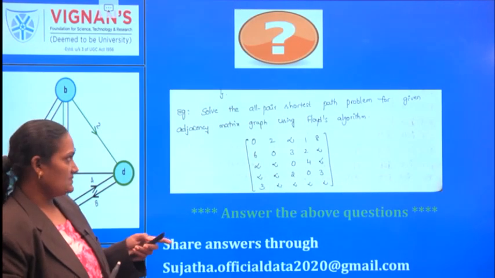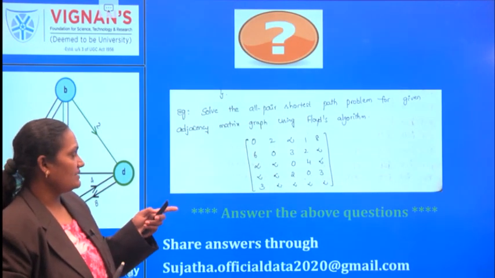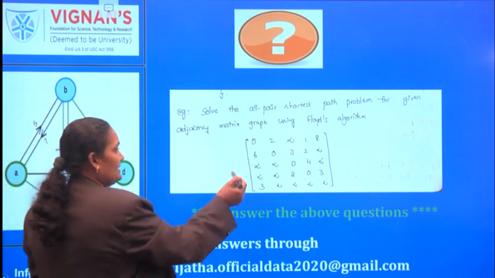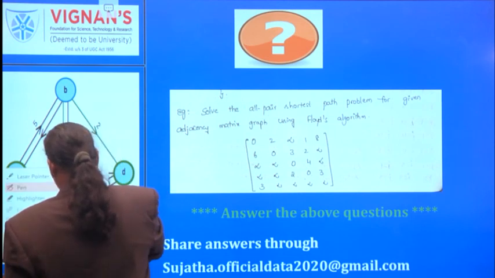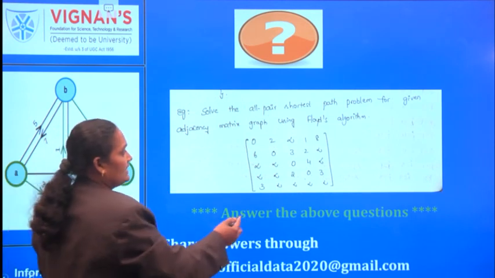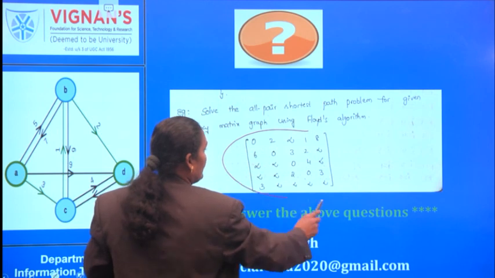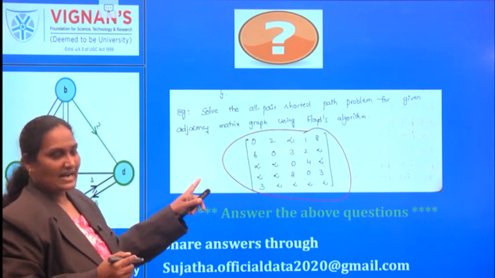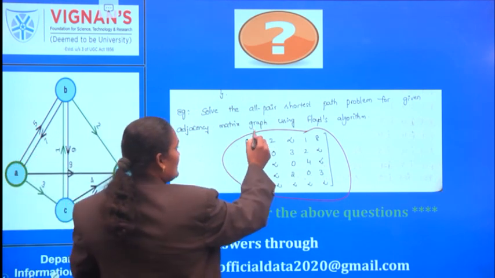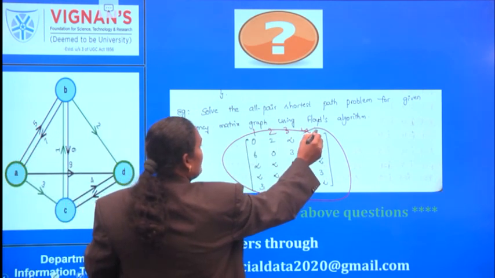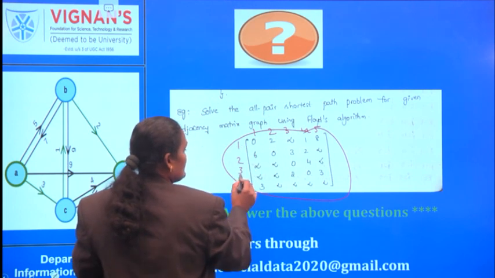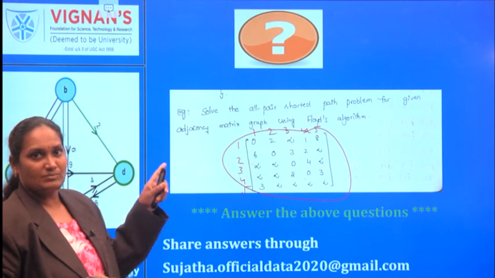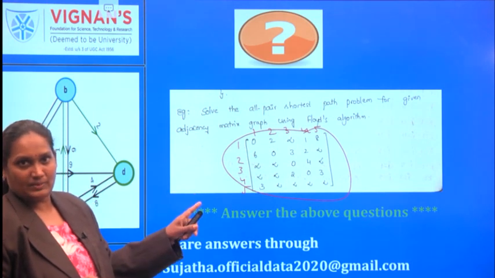Solve the all pair shortest path problem for given adjacency matrix graph using Floyd's algorithm. Now let us see here. I have given a cost matrix. Here I did not give the graph. Directly I have given the cost matrix. You need to find the shortest paths. So here this matrix contains 5 vertices. Those 5 vertices are represented from 1 to 5. You need to find the shortest paths between every pair of vertices.